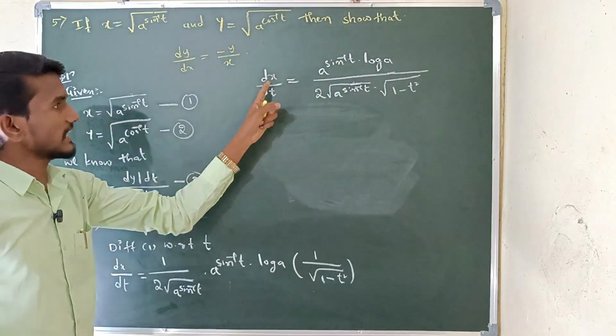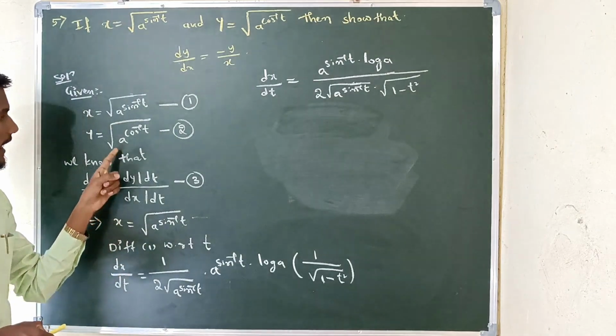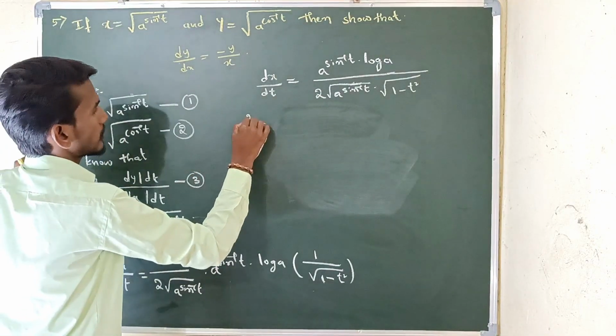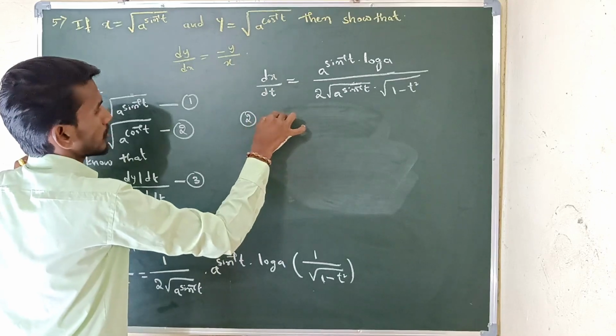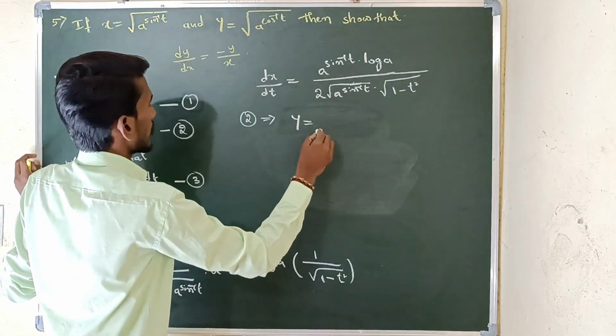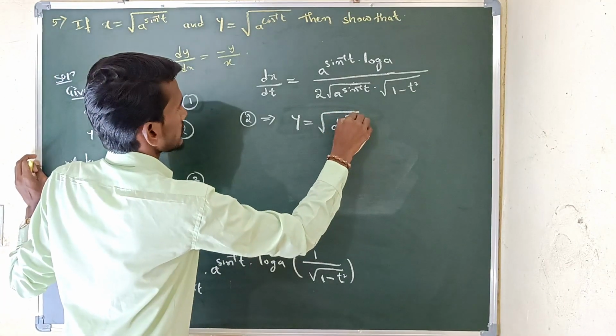Now it is dx divided by dt. Now we have to find y derivative with respect to t. You have to consider equation number 2. Equation number 2 implies that y is equal to square root of a to the power cos inverse t.